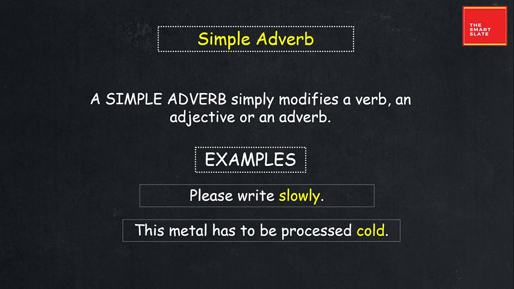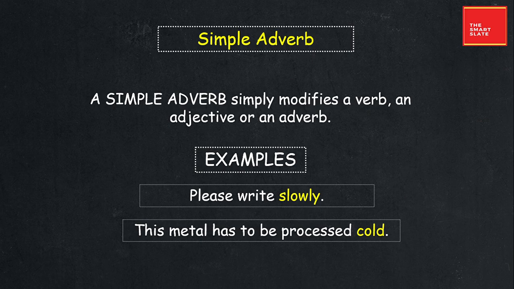Next is, this metal has to be processed cold. Now the processing of something is modified here. So either the thing is processed while it is too much hot or it is too cold. So here the word cold is an adverb as it modifies the verb process. So how something is getting processed. So you are trying to modify the verb process here.